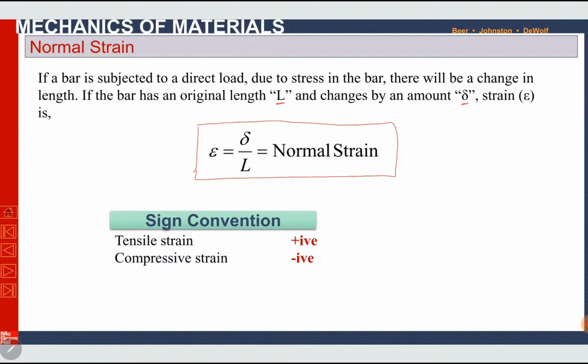If the change in length is tensile, the normal strain will be positive, and if it is compressive, meaning a decrease in length, then it will be negative. Since normal strain is a ratio between two similar quantities, deformation and length, they both have the same units, meters over meter or inch over inch, so the strain has no units.